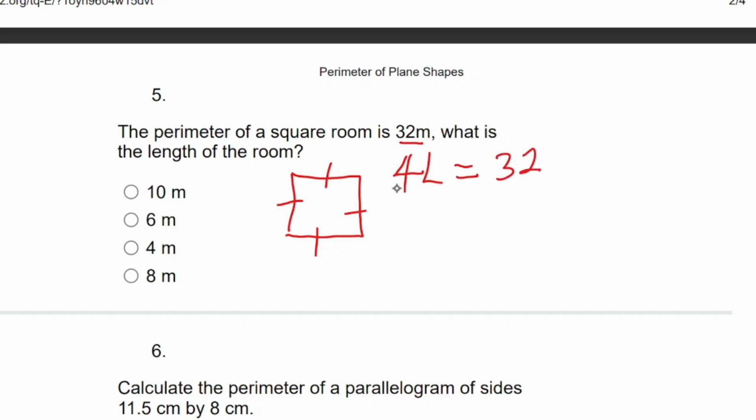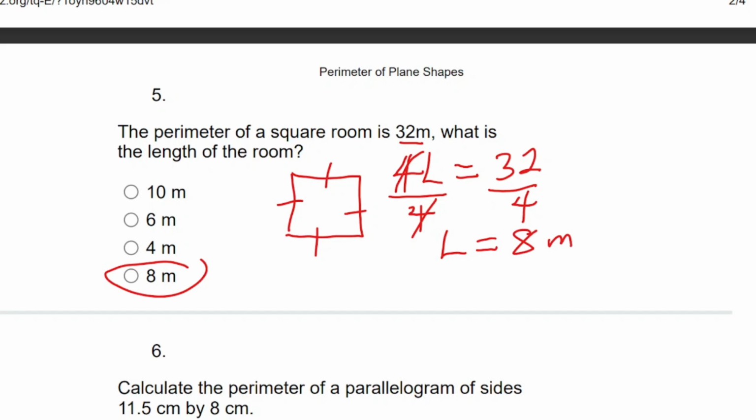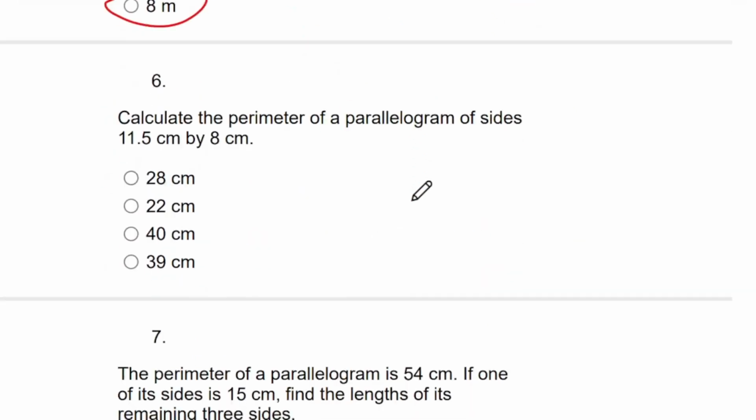Are you with me? Then divide both sides by 4. The 4 cancels 4. Therefore, the length of the side is equal to 8 meters. I hope this one is very clear. It's a straightforward question. Alright? Then the next question, number 6.